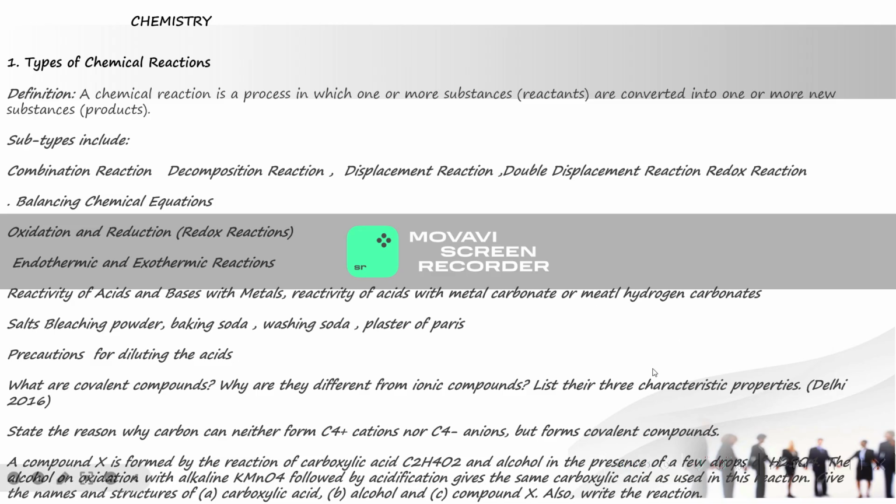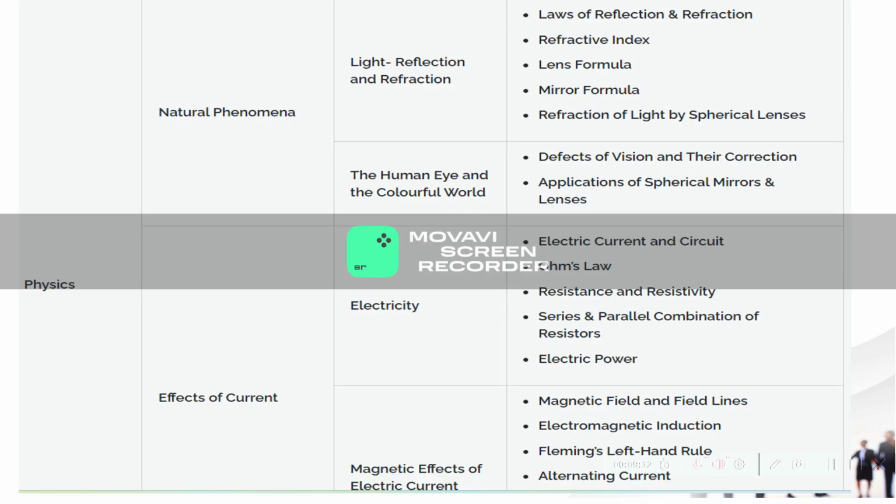Similarly, from carbon compounds, there is another important question: why is carbon not forming C4+ and C4-? There are some other questions, such as a compound X is formed by the reaction of carboxylic acid and alcohol. So you have to write this question also. You have to write the structure of carboxylic acid, alcohol and compound X, and the chemical reaction also.